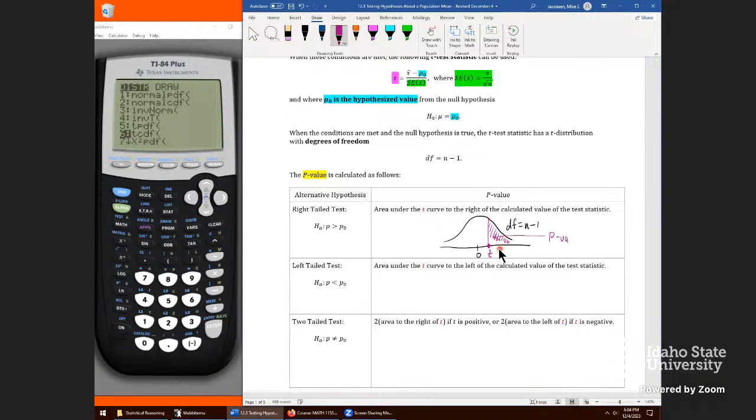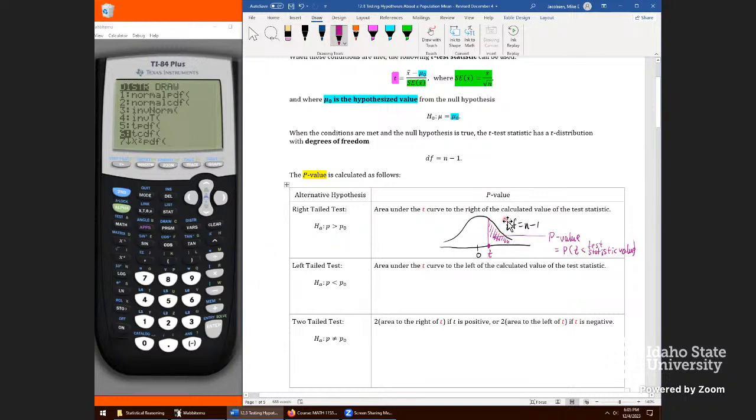So the p-value will be equal to the probability that t is less than the test statistic value. So if this was, say, a -3, we calculate the probability that t is less than -3 to get all this area here. So that's our right tail test.